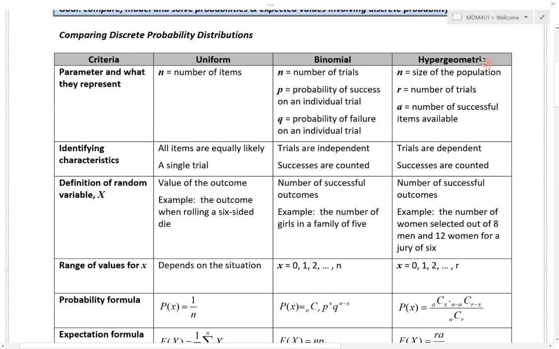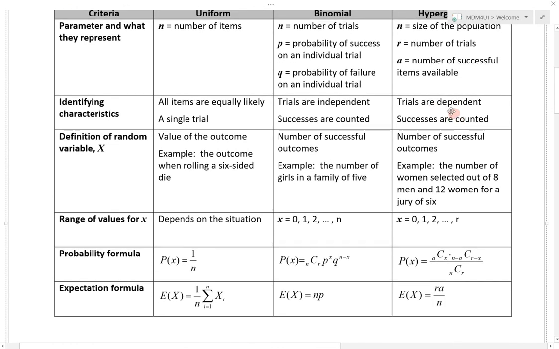For hypergeometric, very similar to binomial with one key difference. N is the size of the population, with a couple of changes in the variables. R is the number of trials. A is the number of successful items that are available. Trials, here's the key difference: trials are dependent rather than independent, and successes are counted. Trials are dependent, meaning that if you conduct a trial, it will affect the probabilities of the next trial that you do.